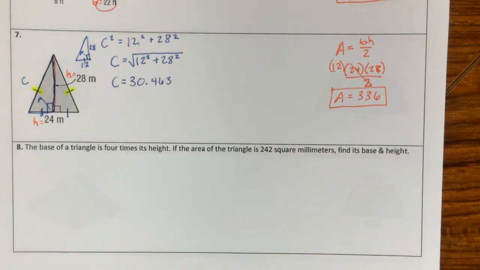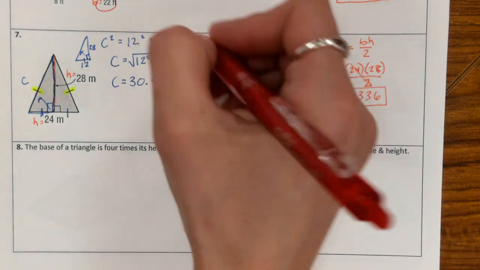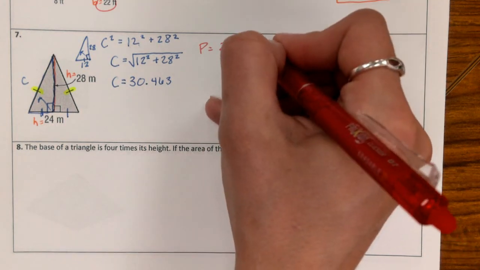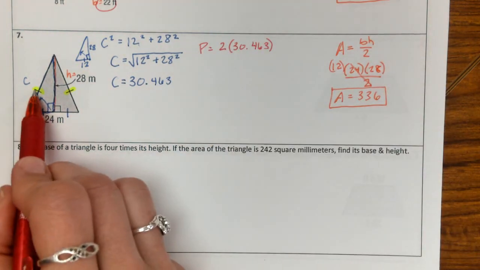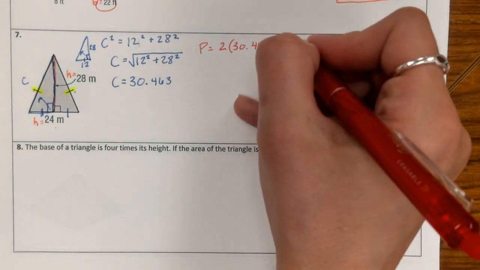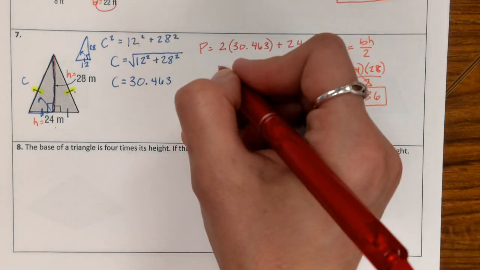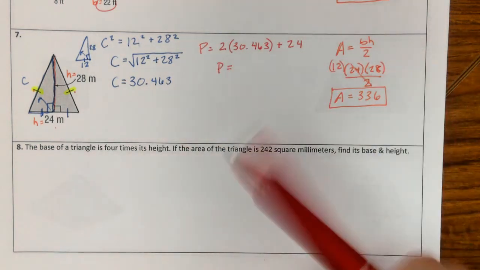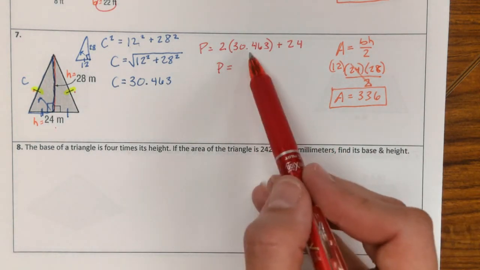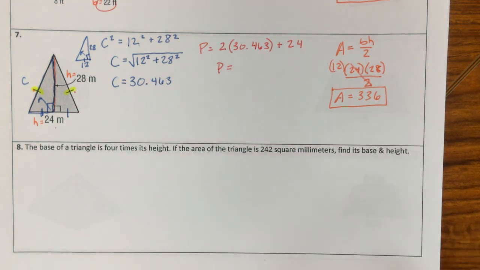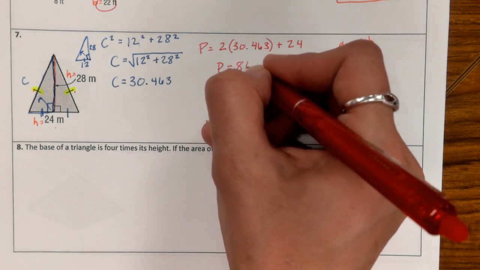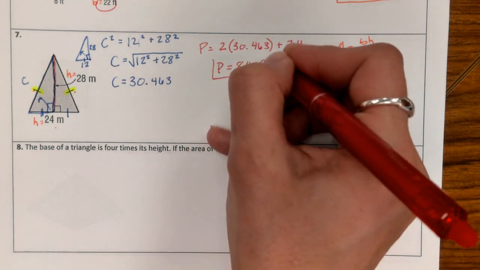Remembering that we have two of these, okay? So to find our perimeter, we're going to need two of the 30.463, both these sides, plus, we're going back to the 24 because it's the whole base. Multiply these and then add it to the 24. Again, you could plug all this in in one step. 2 times 30.463 plus the 24. Rounded to the nearest tenth, though, our final answer, we should get 84.9.